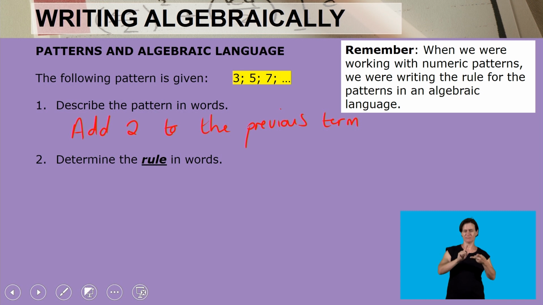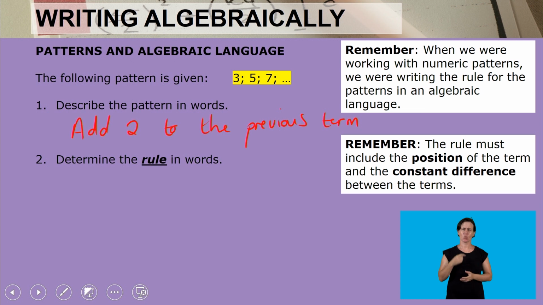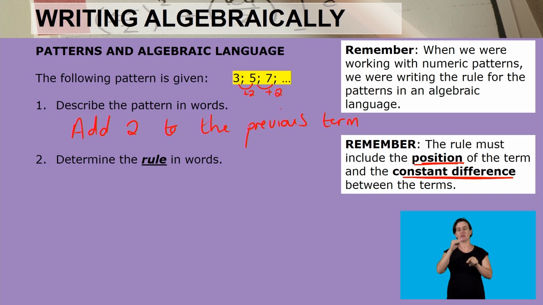Now, can we describe the rule in words? Remember the rule, we need to make sure that we include the position of the term and the constant difference. So remember our constant difference here is a 2. That constant difference is a 2. So it's a positive 2. Now how can we describe that rule in words? Well, firstly, we know that we are going to multiply the position, which is the term number, by 2, and we are multiplying the term number by 2 because that is the constant difference.